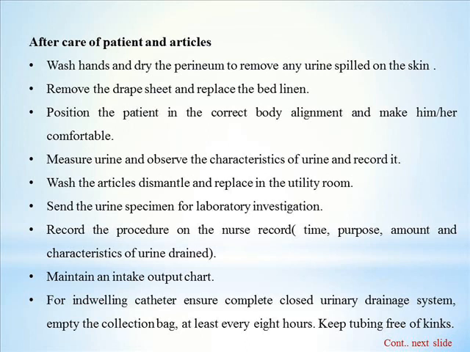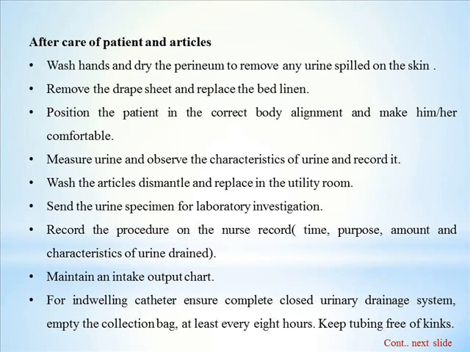We measure the urine and observe the characteristics of urine and we record it in the nurse's record sheet. Then wash the articles, dismantle and replace them in the utility room. We send the urine specimen for laboratory investigation. Then record the procedure on the nurse's record. We have to record the time, the purpose, the amount and the characteristics of urine drained. Then we have to maintain the intake and output chart.